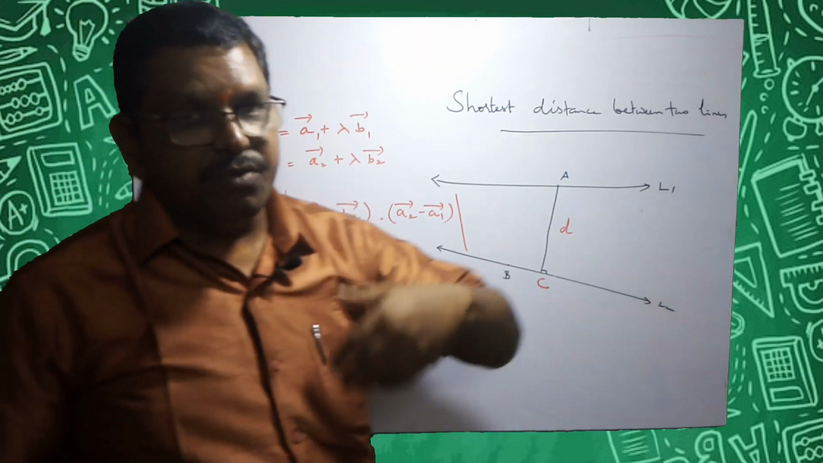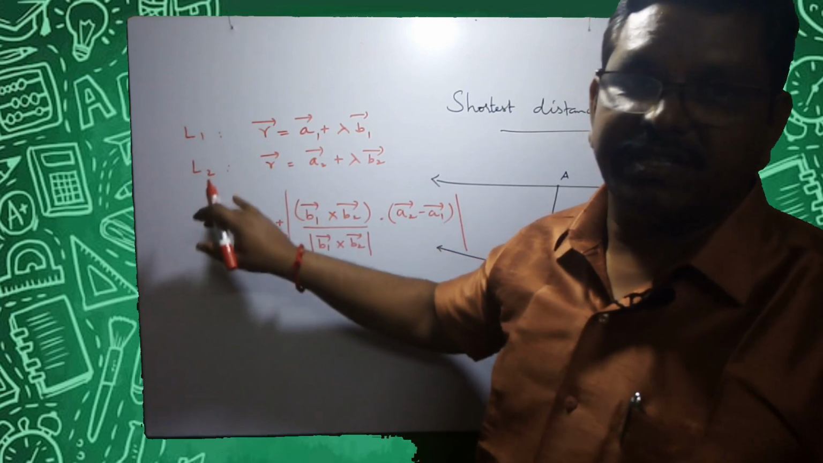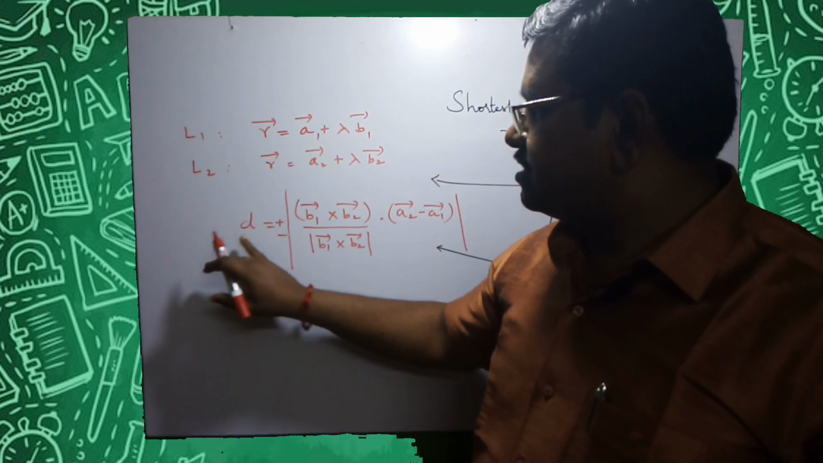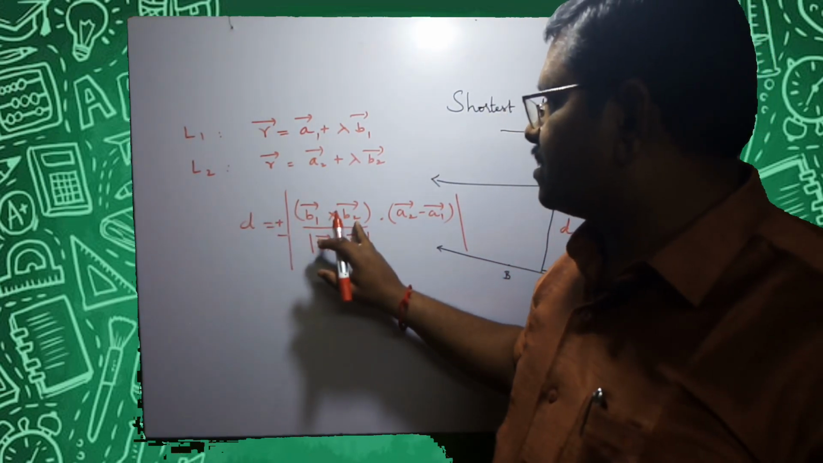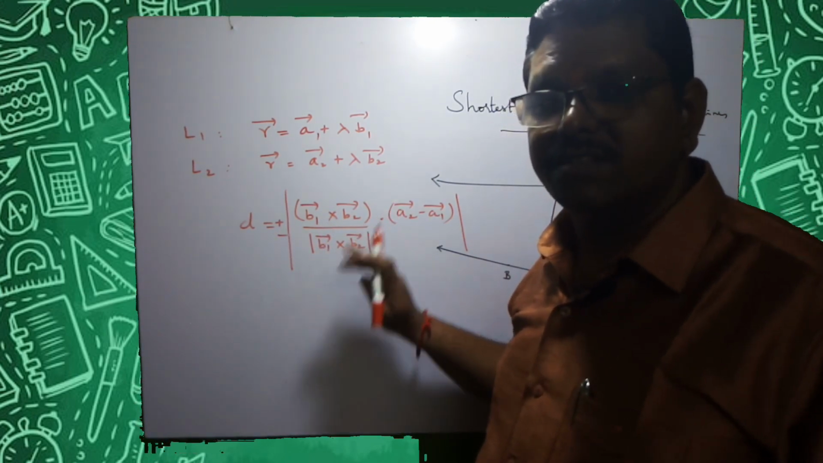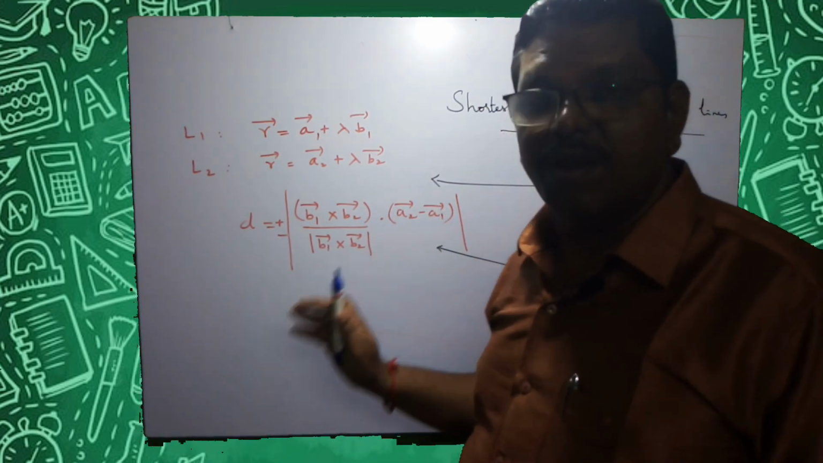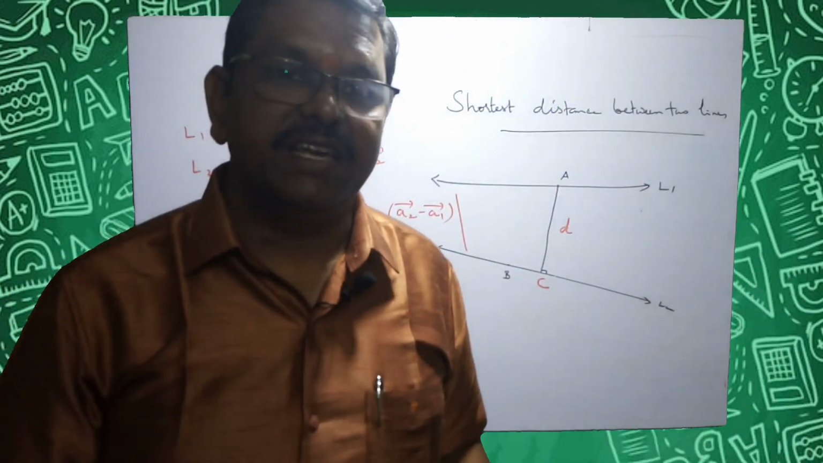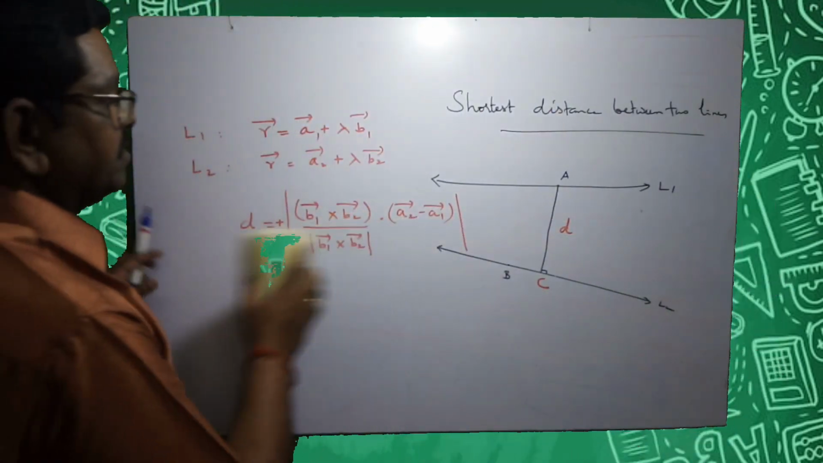So, if you are given two equations in vector form, as here these two are given in the vector form, then the formula for the shortest distance D is equal to plus or minus modulus of B1 vector cross B2 vector divided by modulus of B1 vector cross B2 vector, dot A2 vector minus A1 vector. This is the formula to find the shortest distance between the two straight lines when their equations are given in vector form.